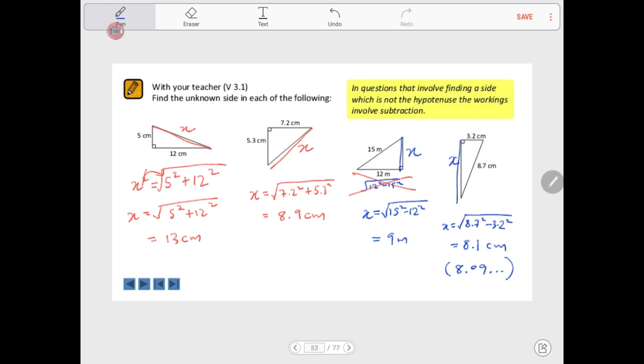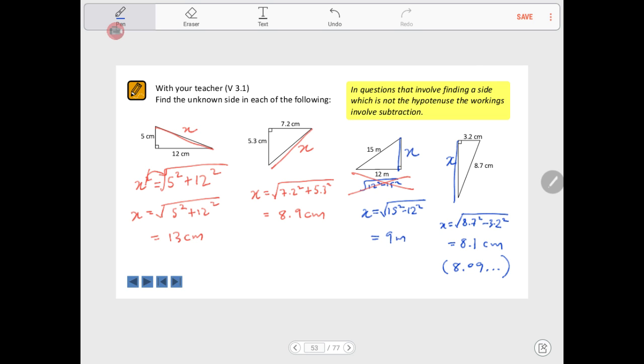So the lesson here is using Pythagoras' theorem. If you're finding the longest side, the hypotenuse, we have a plus in between the two numbers. If you're finding one of the shorter sides, we have a minus in between the two numbers.